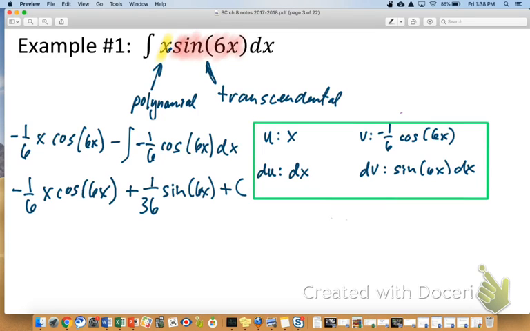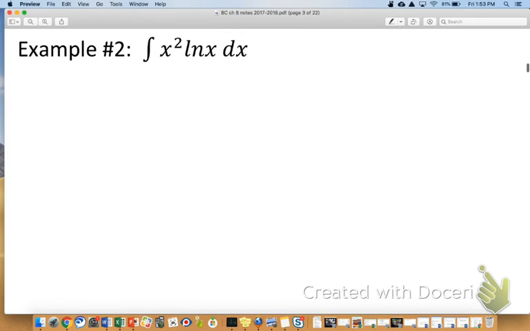So, why don't you guys look at example number 2. This is a nice one. x squared ln of x dx. Can anybody explain why on earth anyone would think to use integration by parts on this particular one? Because the degree of the outside is bigger than the degree of the inside.